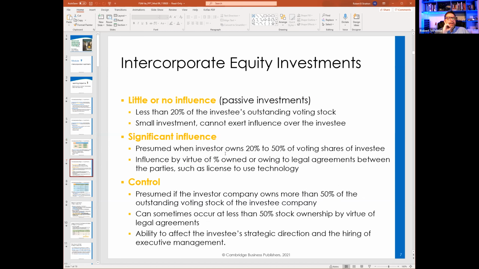So the little or no influence is passive investments, right? Less than 20% outstanding voting stock, small investment, and the main thing is you can't exert any influence into the investee. You literally just own some stock.